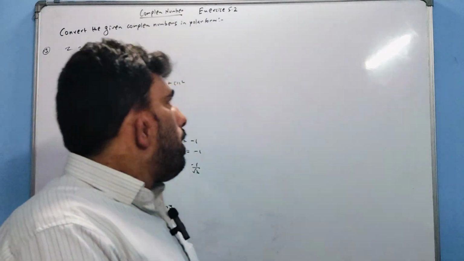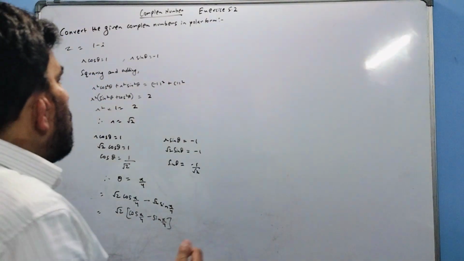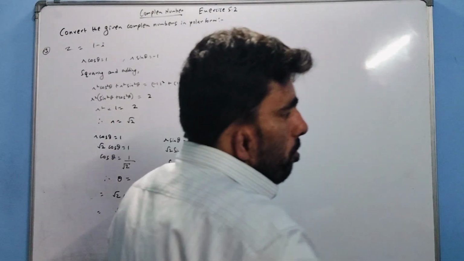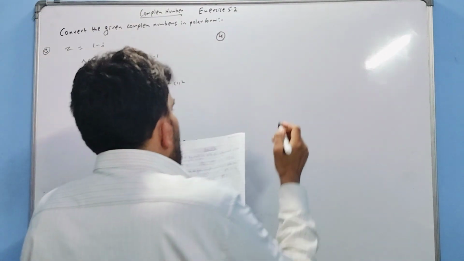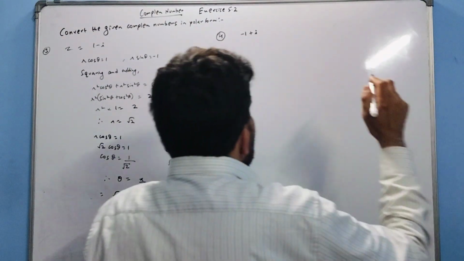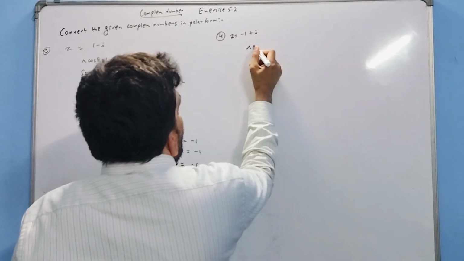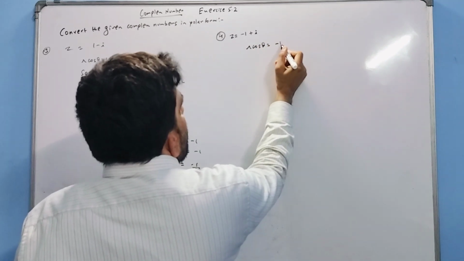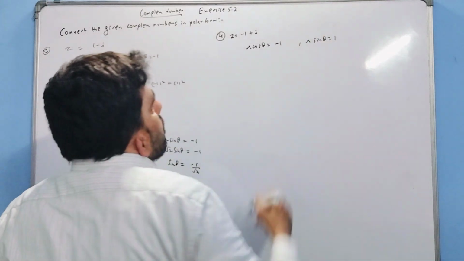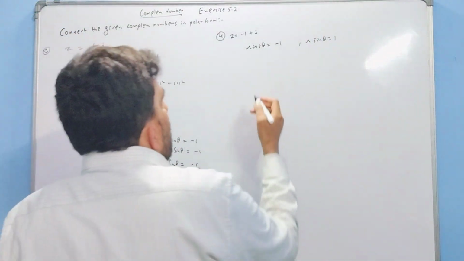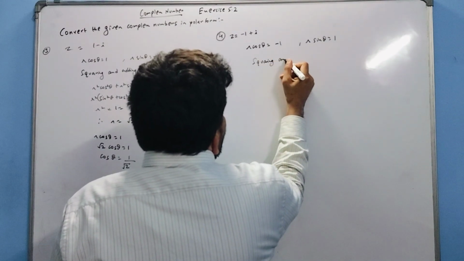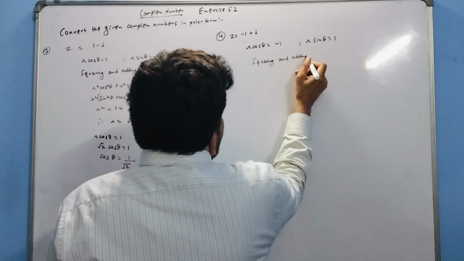Now let us try to solve more. This is the third question we have solved. Now we have the fourth question. Let us see what they have given in the fourth: minus 1 plus i. So we know that r cos theta is equal to minus 1 and r sin theta will be 1. Now what will be the next step? Squaring and adding.